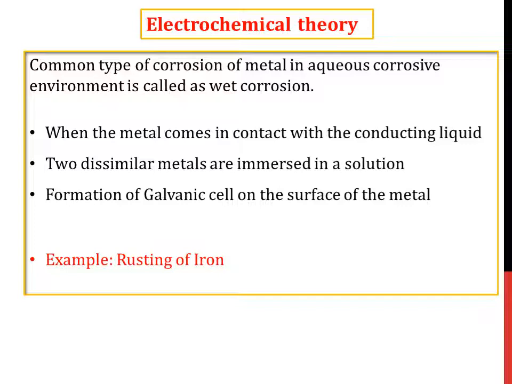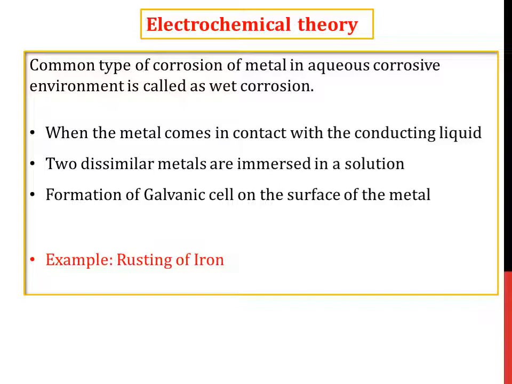The mechanism of wet corrosion can be explained effectively by using the electrochemical theory. As the name indicates, the mechanism of the corrosion process mainly involves the formation of a galvanic cell or electrochemical cell on the surface of the metal. This wet corrosion takes place when the metal comes in contact with a conducting liquid, or when two dissimilar metals are immersed in a solution.